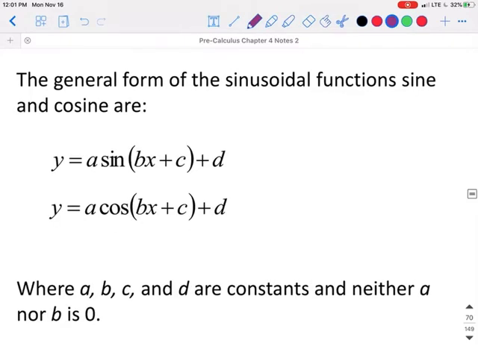Now the general form of the sinusoidal functions, sine and cosine, are going to be y is equal to a times the sine of bx plus c, plus d, and y is equal to a times cosine of bx plus c, plus d, where a, b, c, and d are constants, and neither a nor b can be 0.